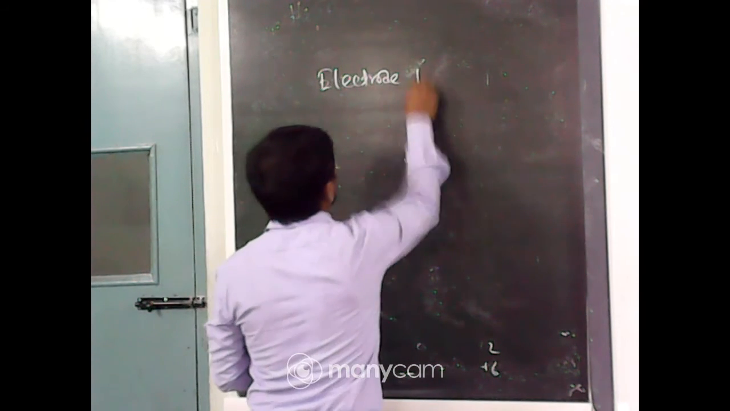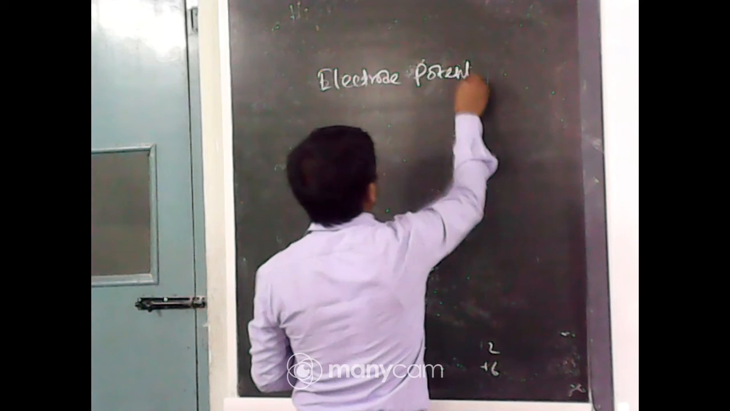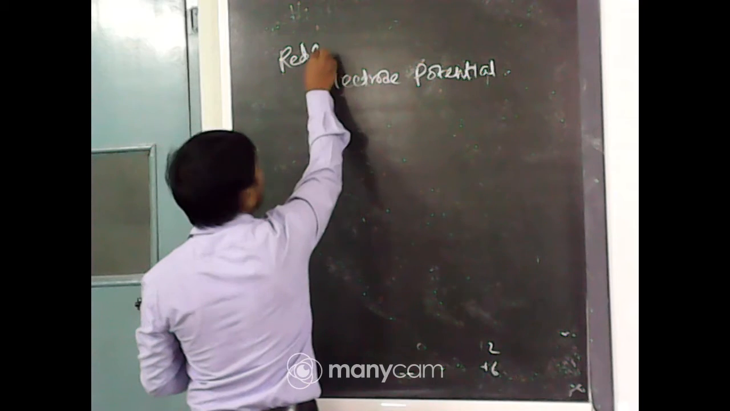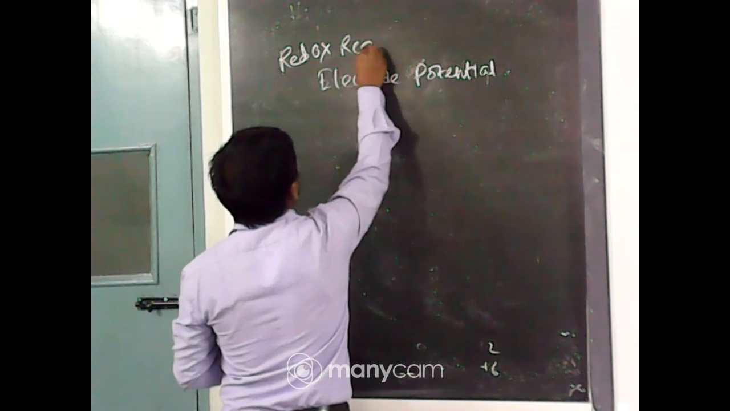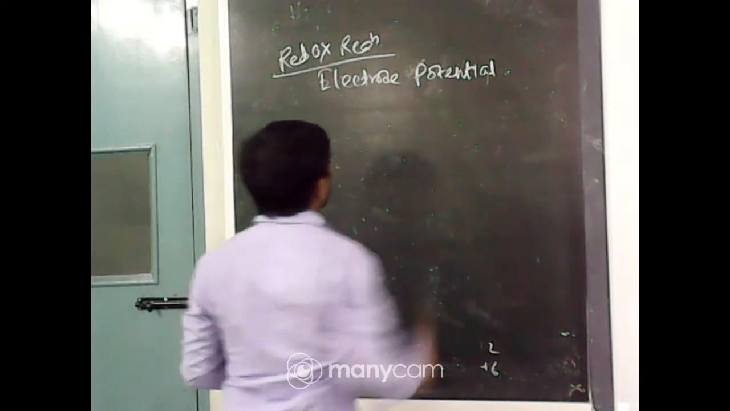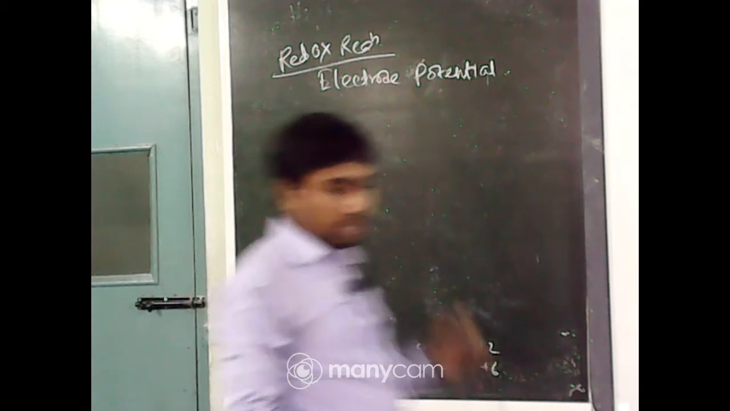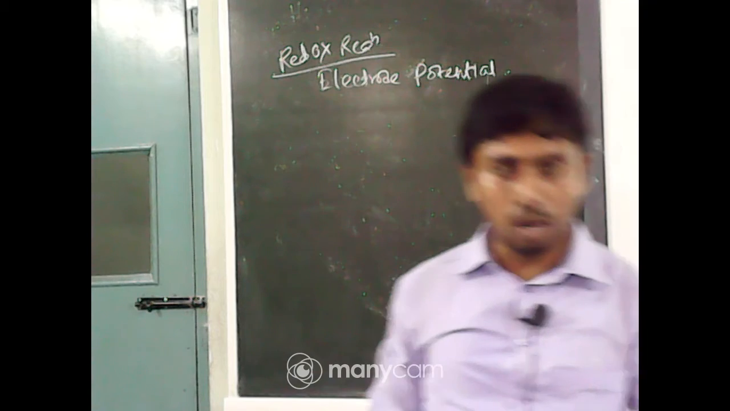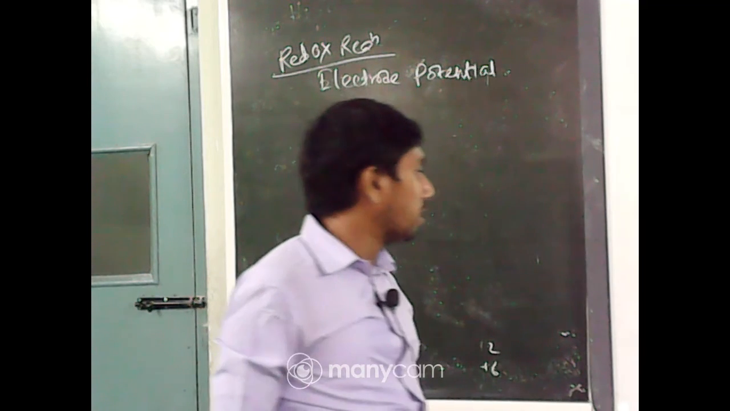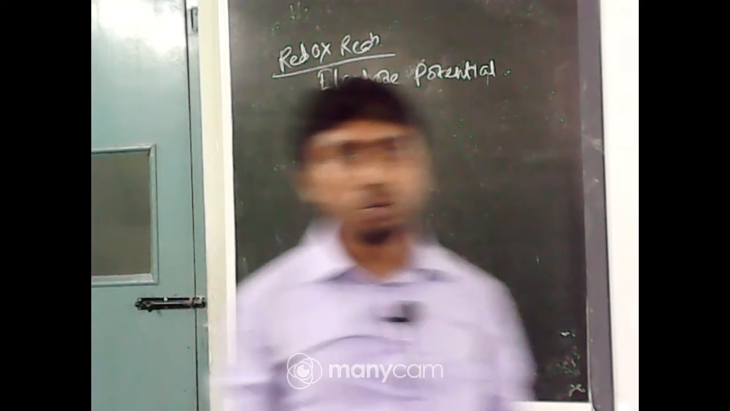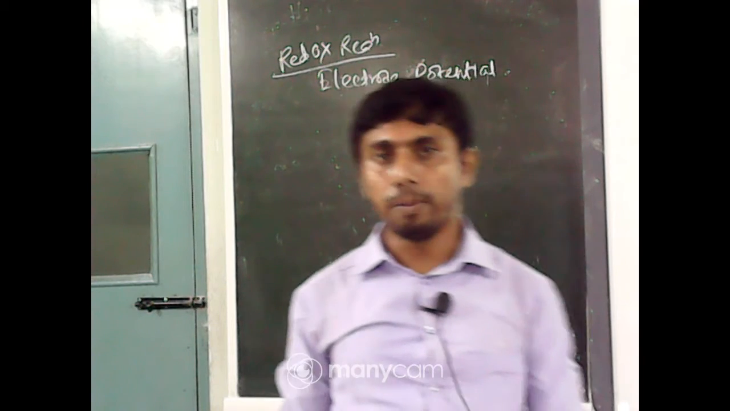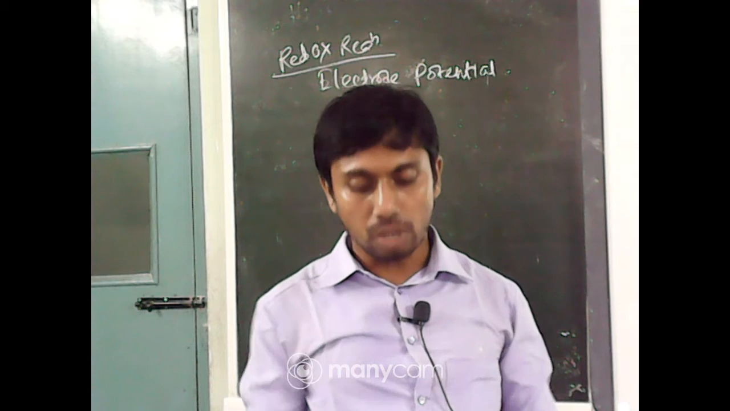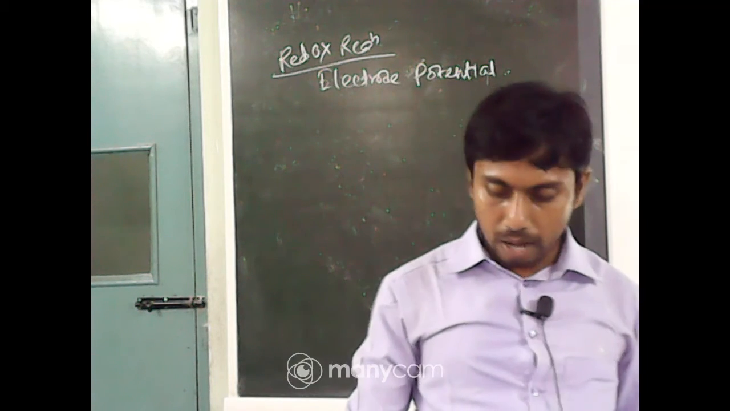Last day I discussed the electrode potential. The electrode potential is the potential generated due to the electrical double layer, or you can say it is the potential due to the cationic part and the neutral part in the solid phase in the solution.